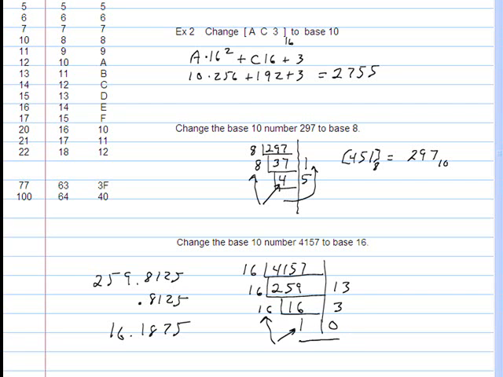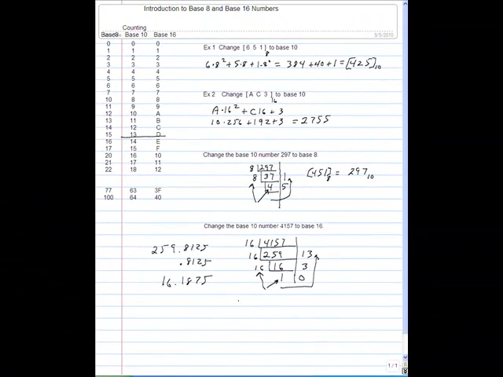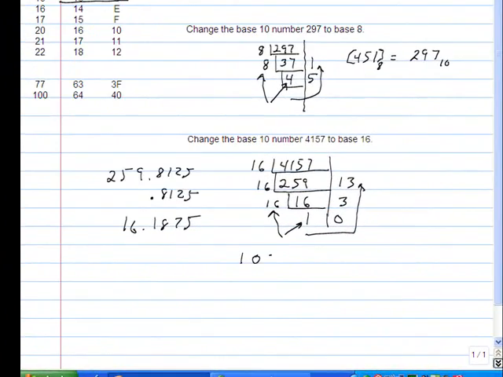Now, the answer is not 10313, because 13, base 16, is this D. So what I'm going to write for my answer is 103D, base 16, is the same as 4157, base 10. Now, notice again, base 10 being smaller than base 16, you need a much smaller base 16 number to get you equal to the base 10 number.